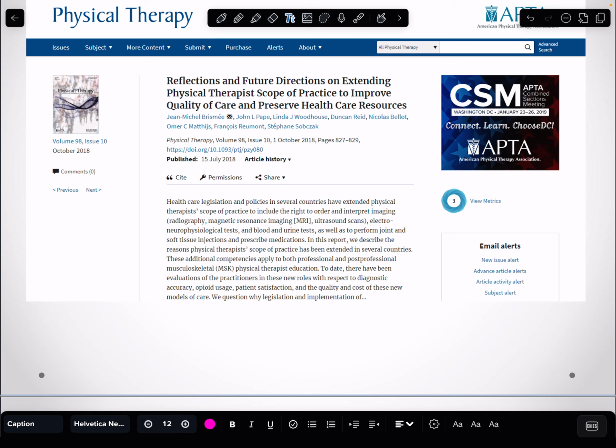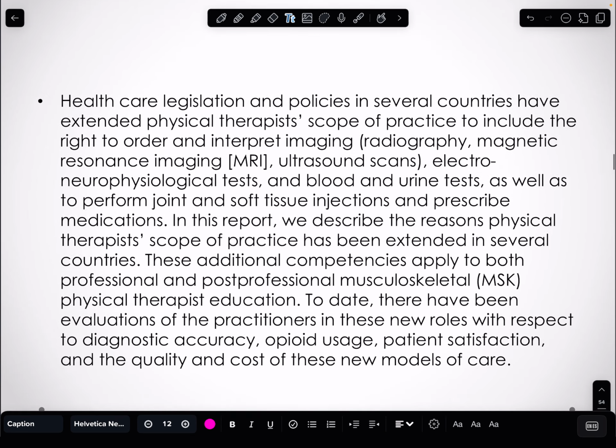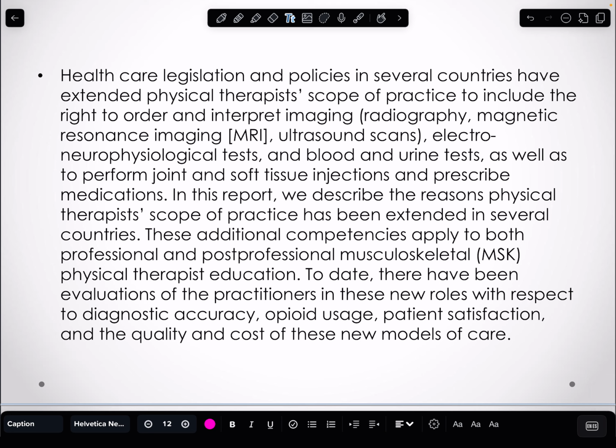And so this particular editorial talked about some of these other countries that are now allowing PTs to order, not only order, but interpret imaging findings, electrophysiologic tests, blood and urine tests, soft tissue and joint injections, and prescribe medications. But to be able to do all that, you need to know to screen joints above and below. You need to know what risk factors are. You need to know, if I'm going to stick a needle with a corticosteroid in someone's knee who's diabetic, what's going to happen to their blood sugar?